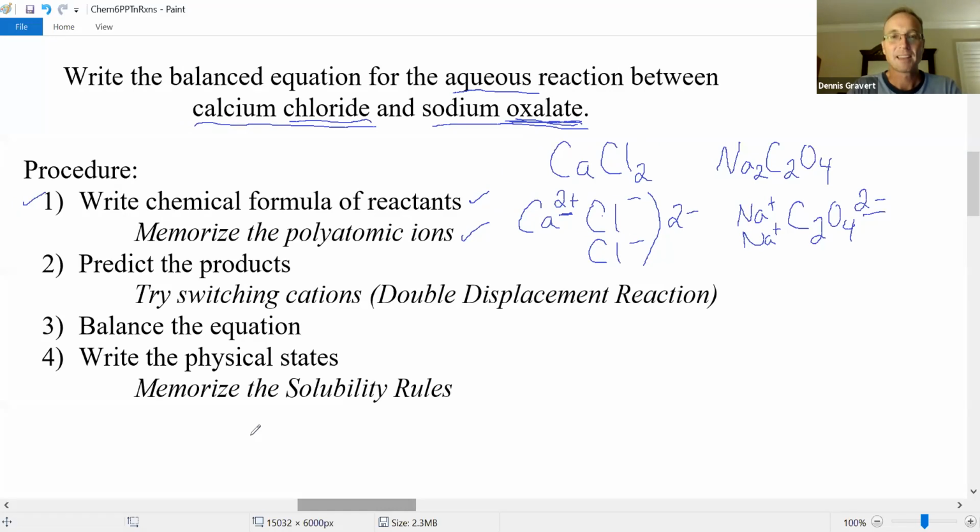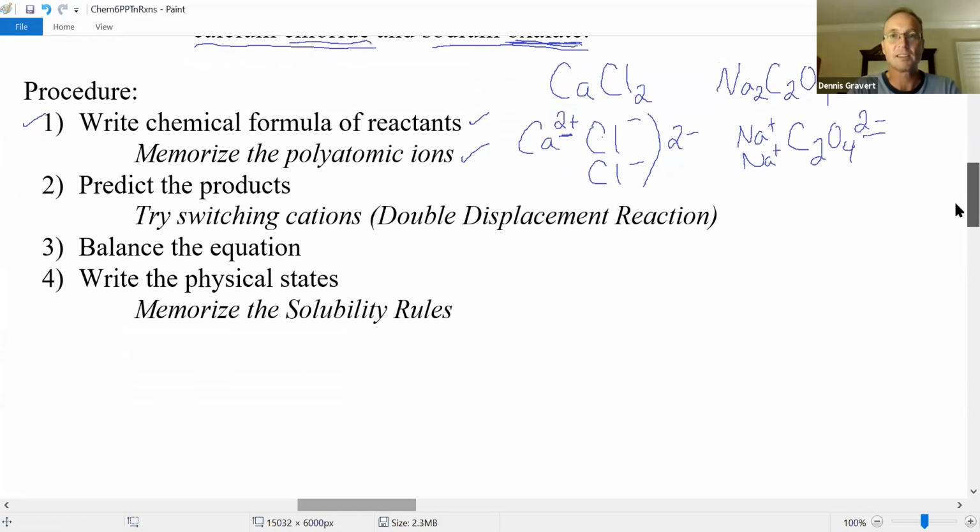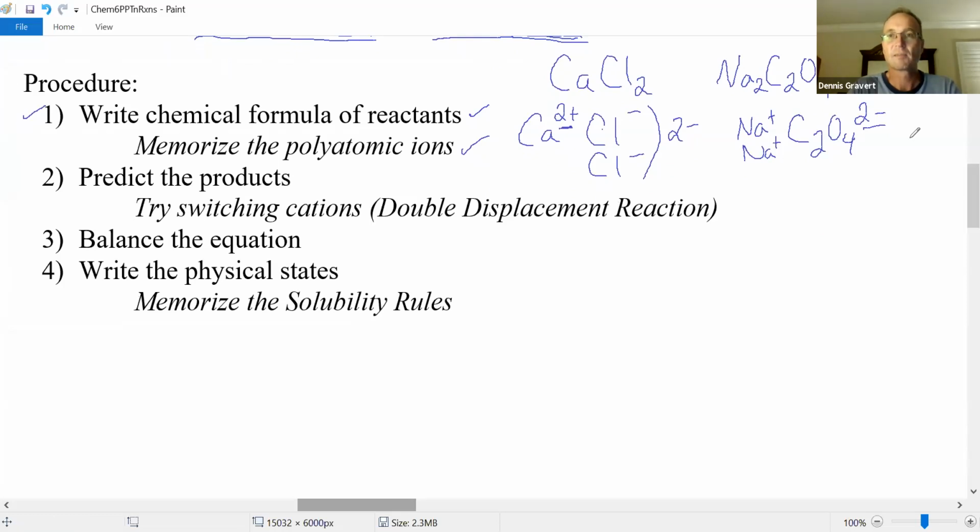Okay, let's move down a little bit. I will work underneath these, the procedure here. So step two is predict the products. So right now we know, or we're told from the problem, hey, mix some calcium chloride with some sodium oxalate and something happens, and then they don't tell us what happens. We need to predict it.